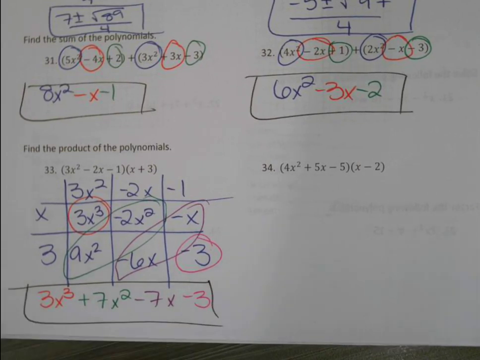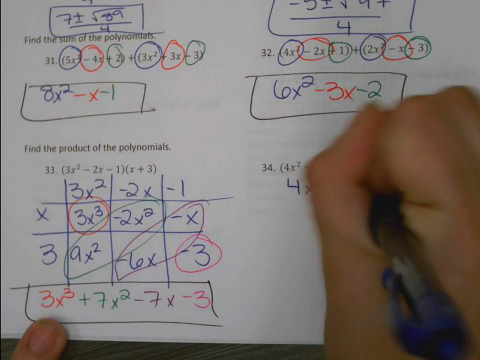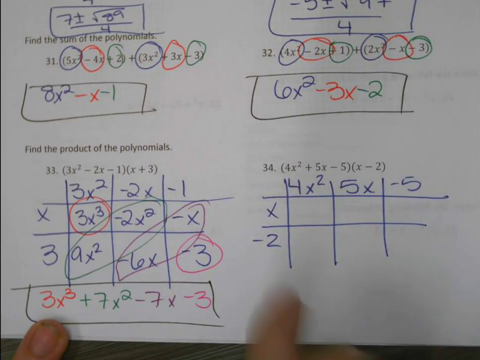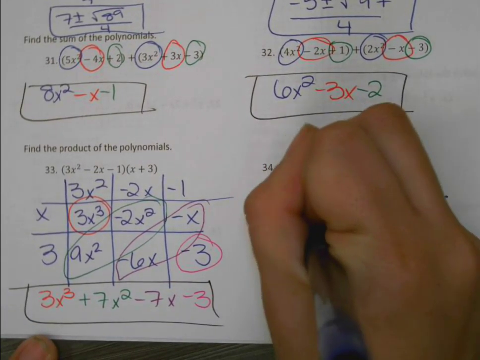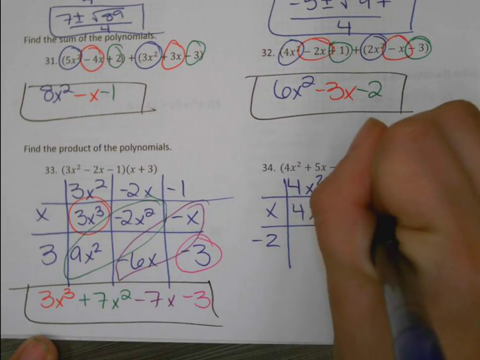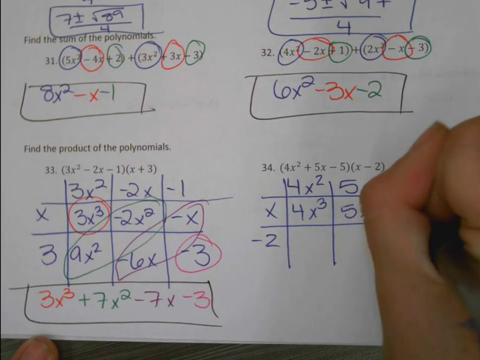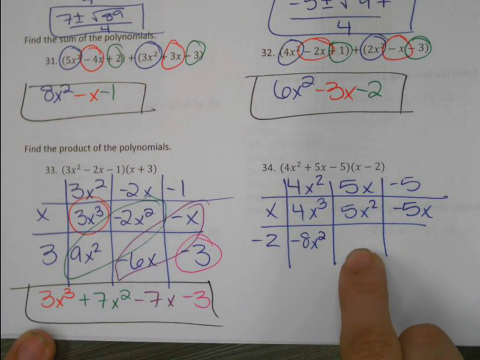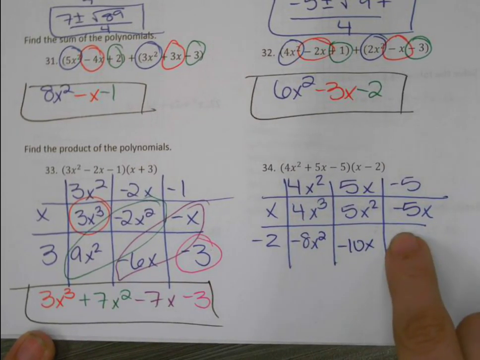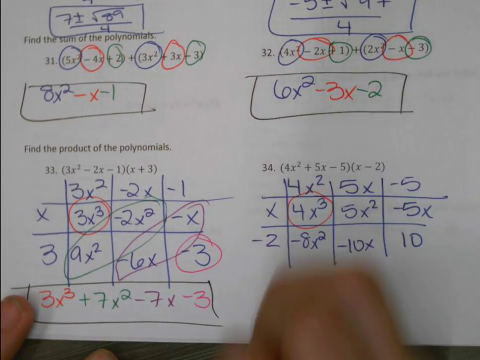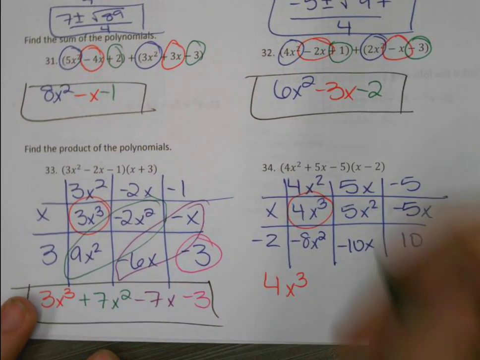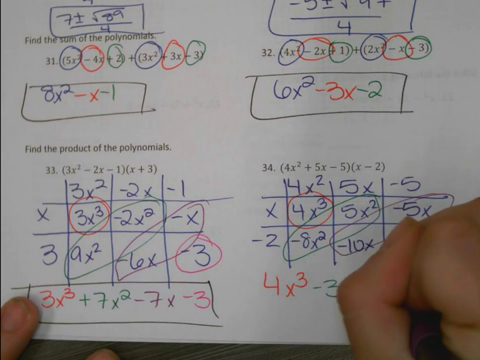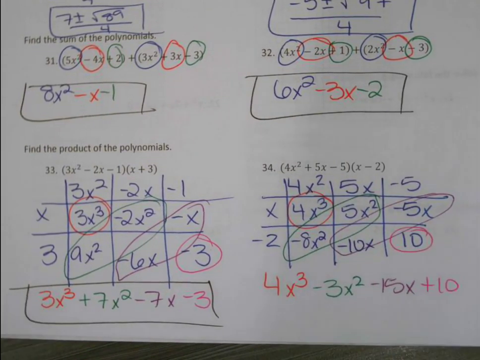Okay. So then I'm going to do the same thing for 34. Okay, so my first box I get 4x cubed. My second box I get 5x squared. X times negative 5. Negative 2 times 4x squared. Negative 8x squared. Negative 2 times 5x. Negative 10x. And negative 2 times negative 5. Positive 10. Then I go and combine like terms. There's only 1x cubed. Negative 3x squared. Minus 15x. Plus 10. Questions on 34.